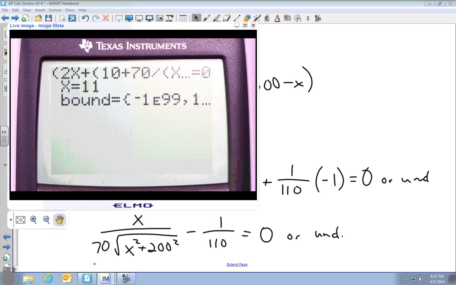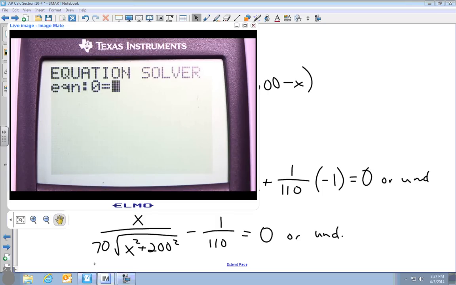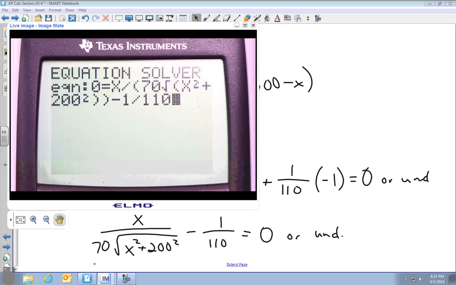So solver, and let me get rid of that old equation there and just type in the equation here. You have to be careful, obviously, that you get this all typed in correctly, but it's x divided by 70 times the square root of x squared plus the 200 squared, and then minus the 1 over 110. Now remember, this is automatically set equal to 0. If your equation's not set equal to 0, just move everything to one side so you have 0 on one side, and you can use solver.